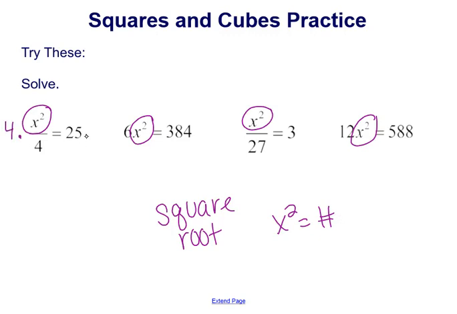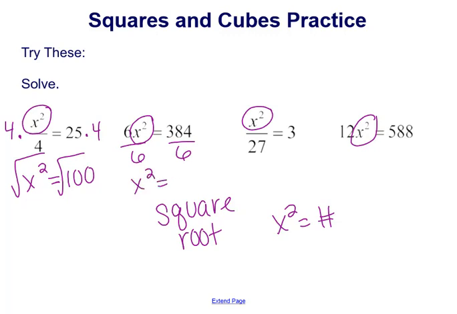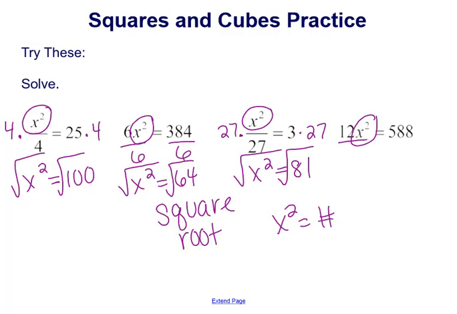In the first equation, we have to multiply both sides by 4 and get that x squared equals 100. Then we can take the square root of both sides. In the second equation, we have to divide both sides by 6 first to get that x squared equals 64 before we can take the square root of both sides. In the third equation, we have to multiply both sides by 27 first before we can take the square root, so that we get that x squared equals 81. And then that last equation, we have to divide both sides by 12 first and get that x squared equals 49 before we can take the square root, before we can get our answers.